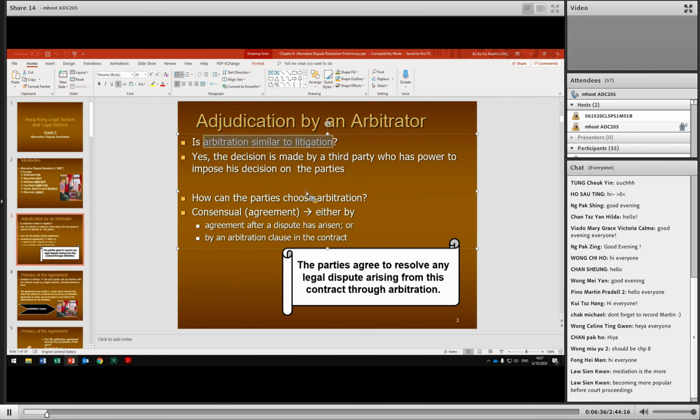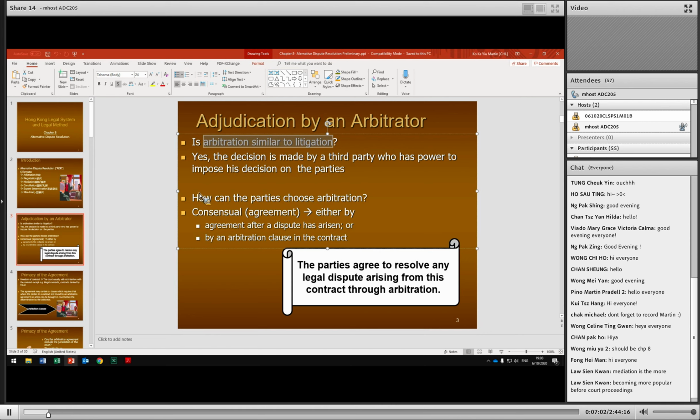The third party is neutral. He has no interest, no dealing with the party, and then he will make a decision. The decision will be imposed on the party. So if you take the case to litigation, to arbitration, I don't think that you can refuse the outcome. Okay, if the arbitrator has made a ruling, usually the ruling is binding on the party.